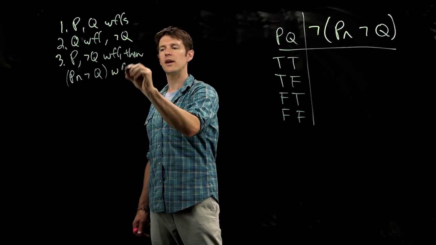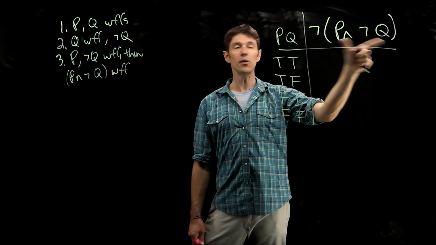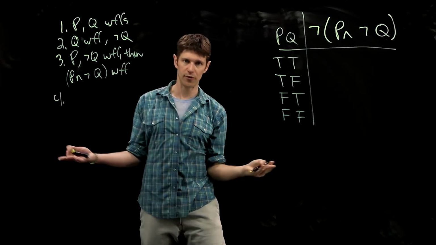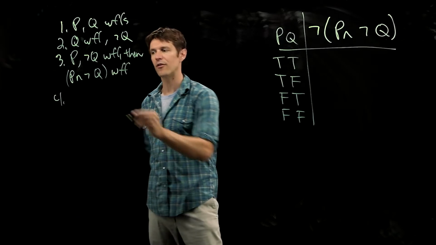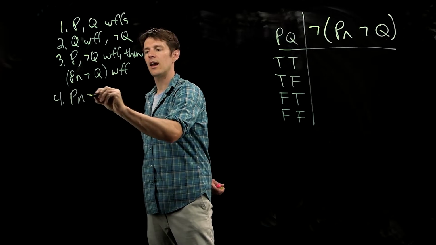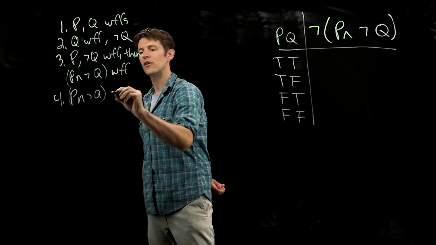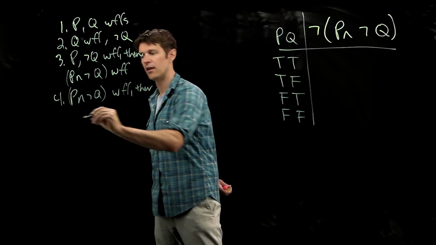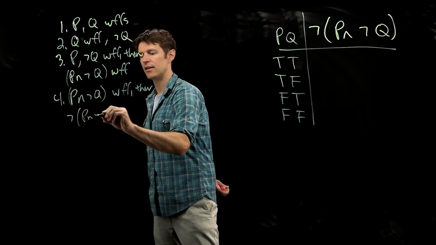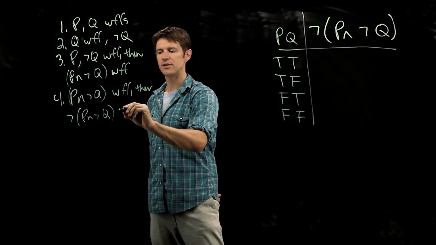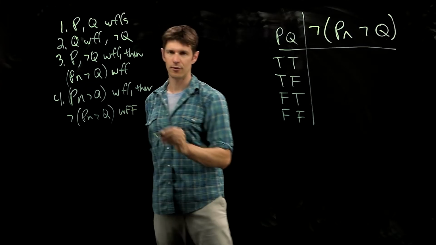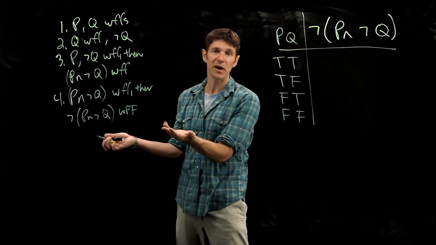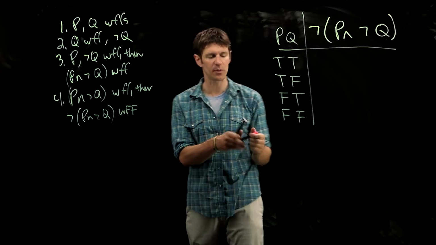So this would also be a wff. And then if this whole thing is a well-formed formula, then I can negate the whole formula and the result will be a well-formed formula. So since P and not Q is a wff, I can negate the entire formula, not (P and not Q), and the result will be a well-formed formula. Okay, so now I just have the exact way in which I should fill out the truth table.